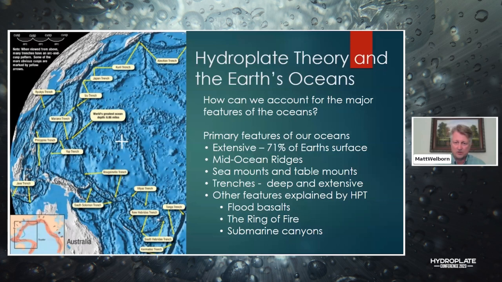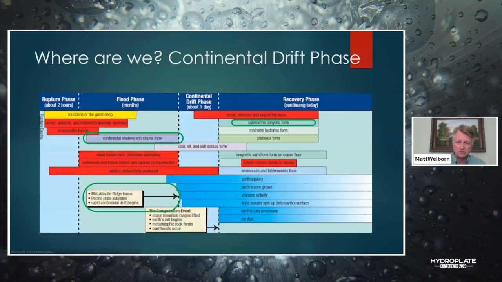But it's very difficult to understand how they came to form and why they're part of the Earth's surface. And the hydroplate theory, I think, has a great explanation and really fits a lot of this evidence. We'll talk about some of these as we go through. We talked about basalt earlier. We heard about that and the Ring of Fire and submarine canyons, but I'll revisit some of those in a little bit more detail as we go through the presentation today to talk about our oceans.